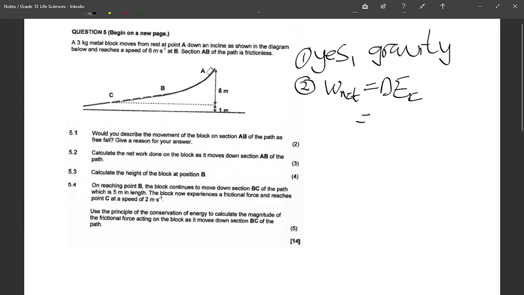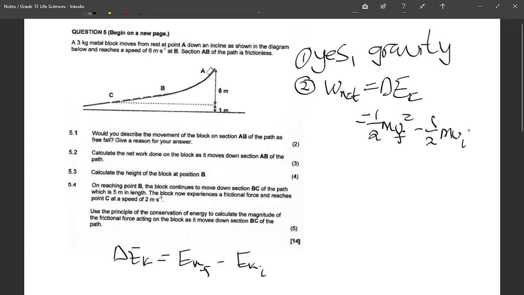If I expand my delta EK, remember, whenever you see a delta, this just means the EK final minus the EK initial. When it reached that point, we have a certain half mv squared for the final, minus a half mvi squared. This is basically what I'm expanding. A half, and then the m is obviously the mass, which is 3 kilograms. It's provided there.